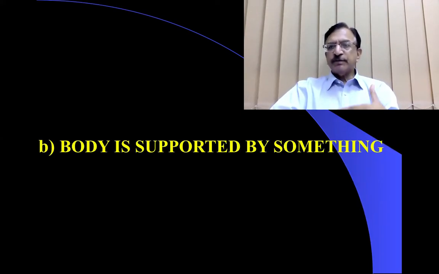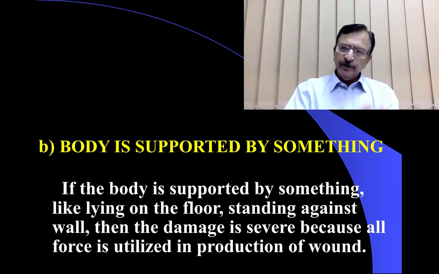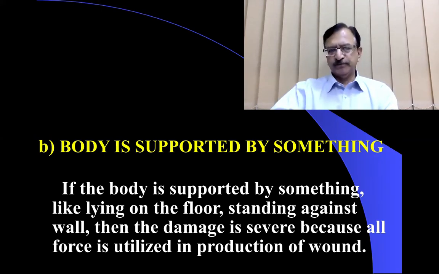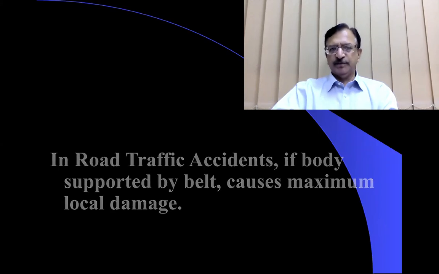And if the body is supported by something that is unable to move, the person is lying on the floor or standing against the wall, then the local damage will be much more severe as the whole energy will be utilized in the production of the wound. In a road traffic accident, if the body is supported by the belt, this also causes local damage because the body is supported and unable to move, and something striking will cause the maximum damage.